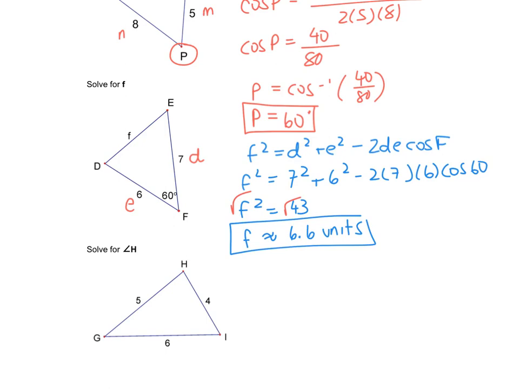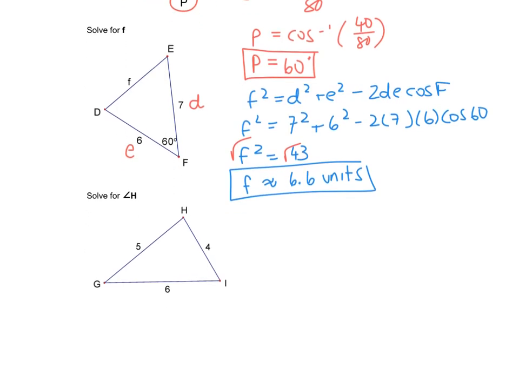All right, so for the original equation, you should have F squared, because that's what you're looking for, is equal to D squared plus E squared, so the other 2 sides, minus 2 times D times E times cos F. So now when you plug everything in, you should have this set up. And if you plug in that right side, you actually get exactly 43. And when you square root both sides, you should get 6.6. If you set it up correctly and got the right answer, great. If you made a mistake, check to see if it was your calculator work or your original setup.